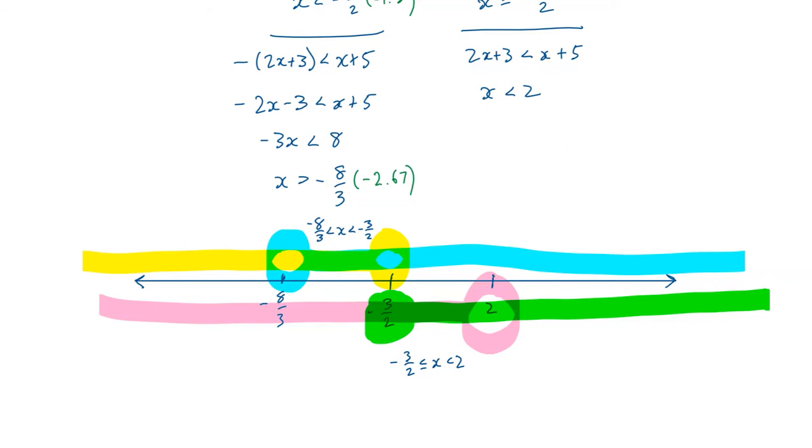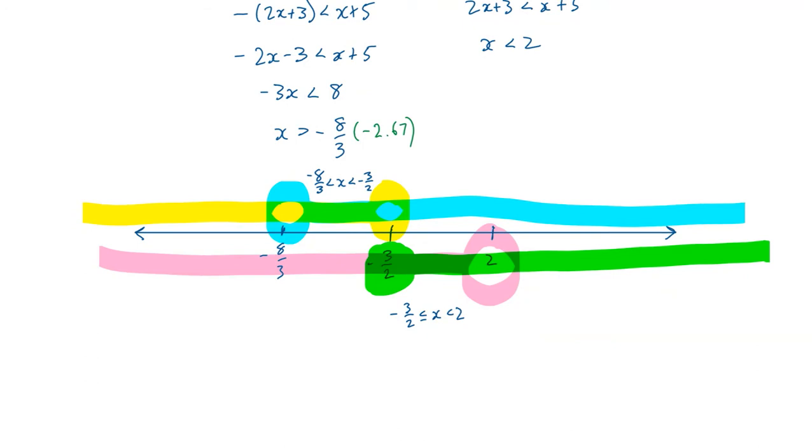So I'm starting here, and I'm going through here, and I'm including that because it is included in the second one, and I'm going all the way to there. That's my solution if I combine the two. So what would that look like as our final statement? Yep. Negative 8 over 3 less than x less than negative 3 over 2. Okay, keep going. Less than or equal to x less than 2.